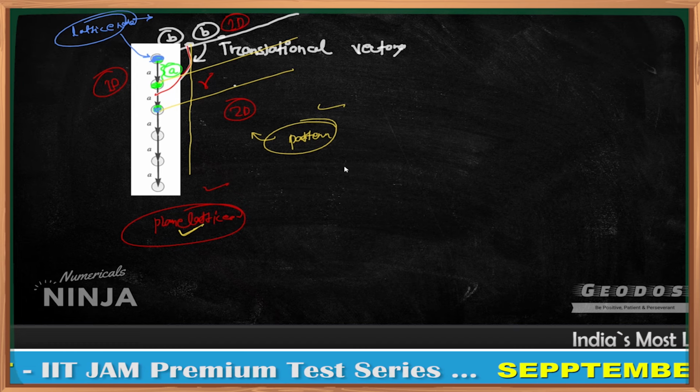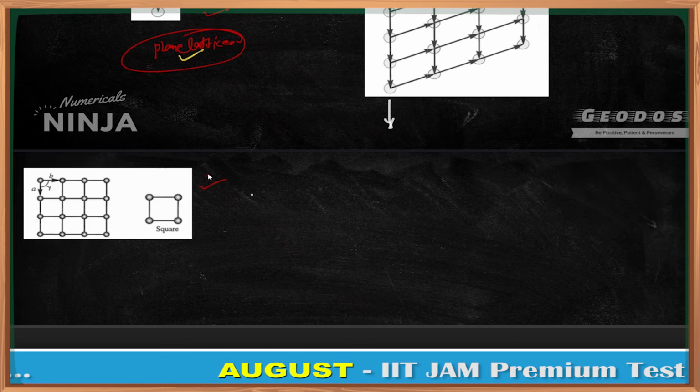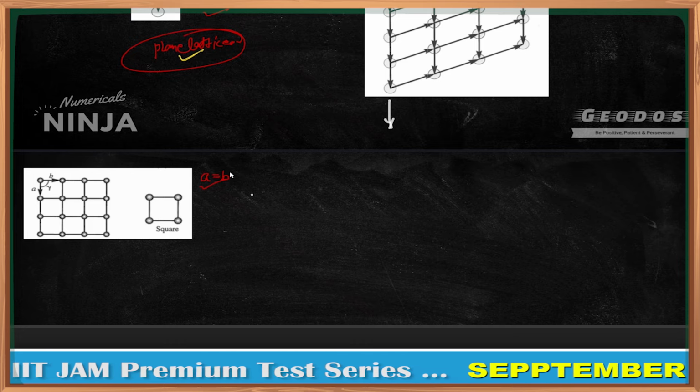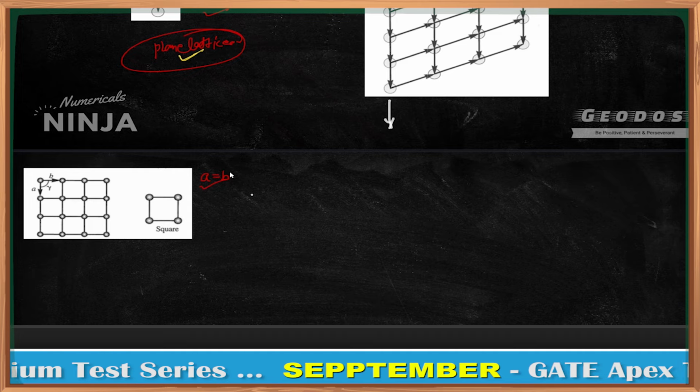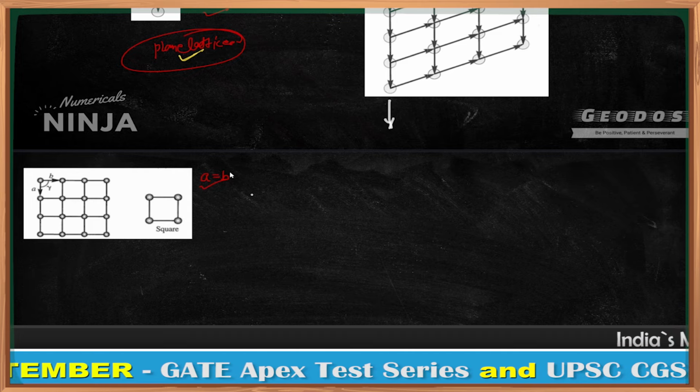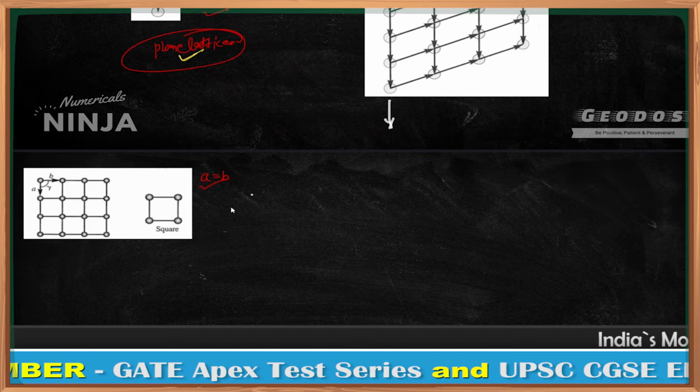So this is your plane lattice. It is called a square lattice, or you can say square plane lattice. In this case A is equal to B. A is the translation vector, the repeating unit in the A direction, and A is equal to B, and gamma is equal to 90 degrees. And it is called a square net.